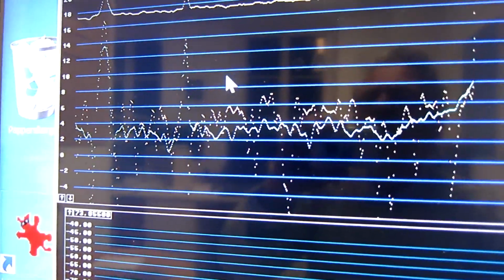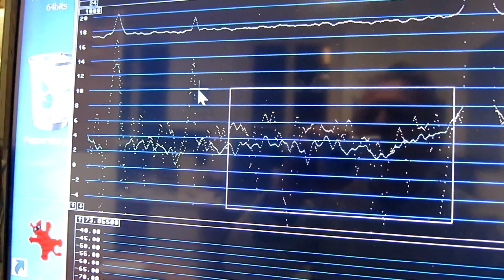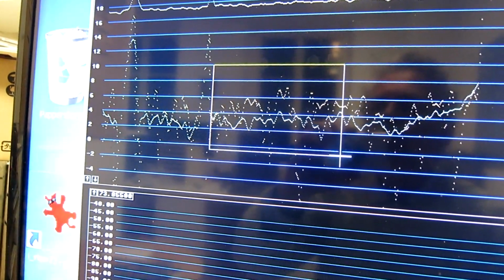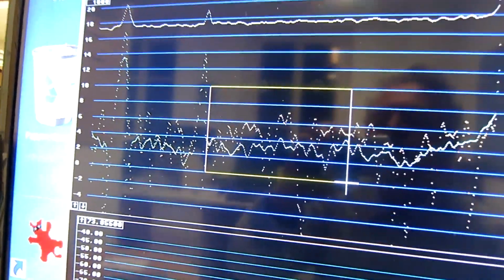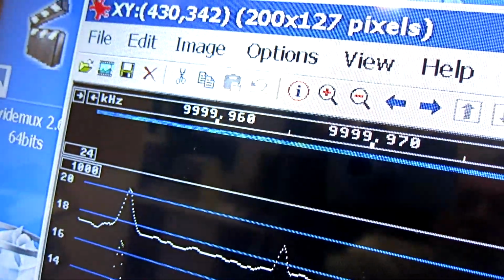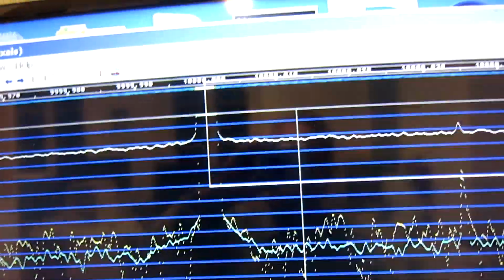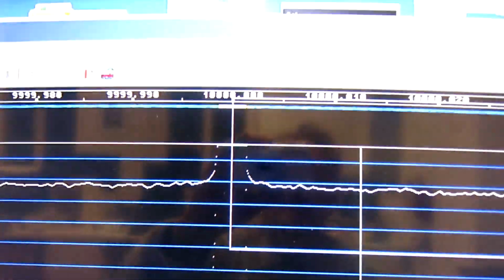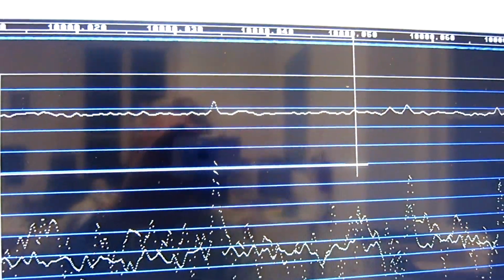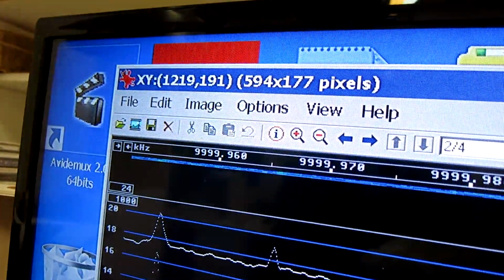Then I want the vertical scale. So I have to place the mouse on one of the blue lines, like that, and then on one other. So I'm going 10 decibels vertically, and that is 127 pixels. Then I want the horizontal scale from 10.0 to 10.050, 50 Hertz up. That is 594 pixels.